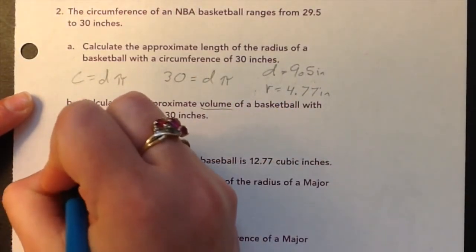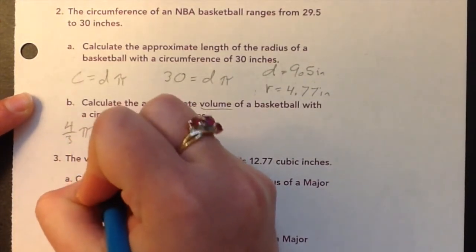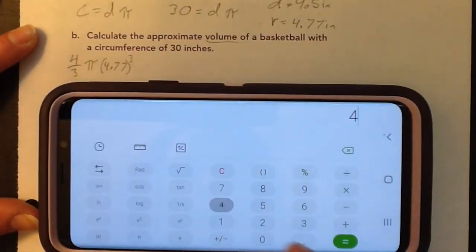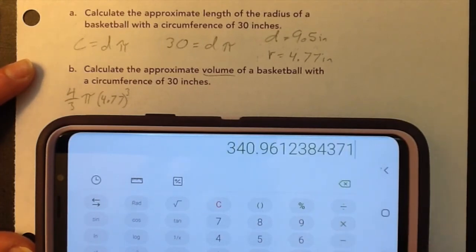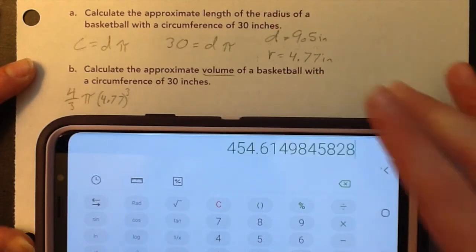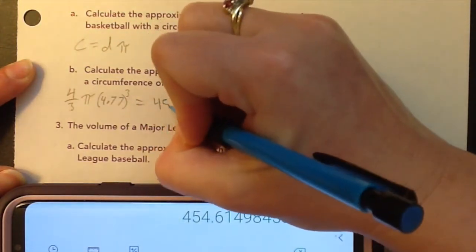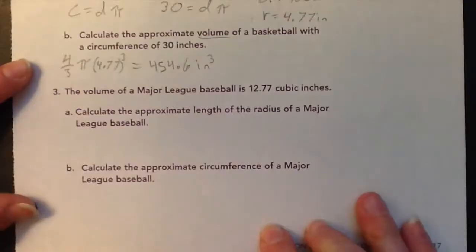So we'll start with our formula, 4/3 pi times the radius cubed. So that 4.77 cubed. Let's get on my calculator. This is just how I do it. I'm going to start with cubing that 4.77. Then I can multiply it by pi. Then multiply it by 4 divided by 3. And we of course can round this. So approximately 454.6 inches cubed.